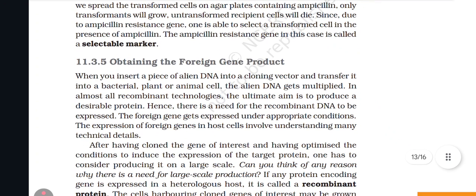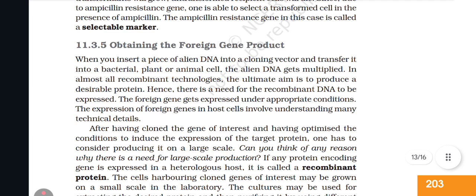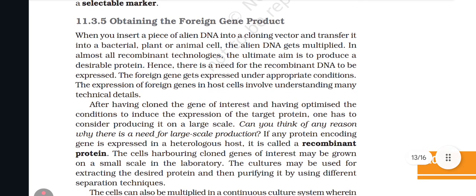Obtaining the foreign gene product. When you insert a piece of alien DNA into a cloning vector and transfer it into a bacterial, plant, or animal cell, the alien DNA gets multiplied. In almost all recombinant technologies, the ultimate aim is to produce a desirable protein. Hence, there is a need for recombinant DNA to be expressed. The foreign gene gets expressed under appropriate conditions. The expression of foreign genes in host cells involves understanding many technical details.